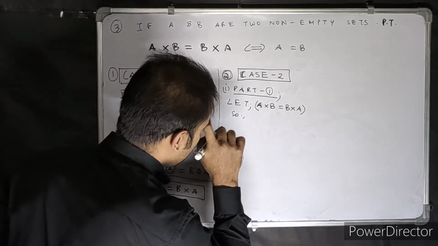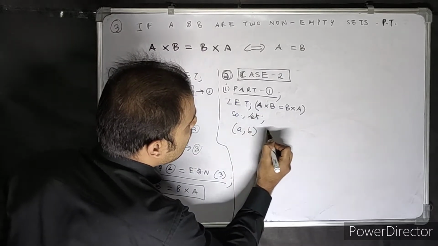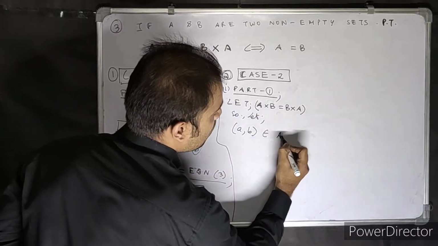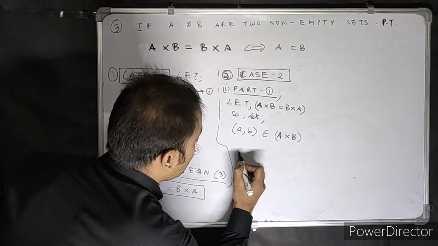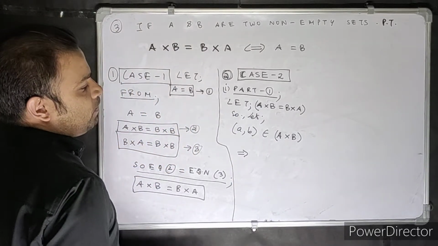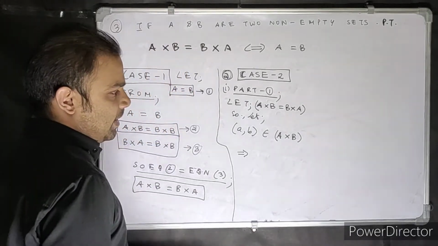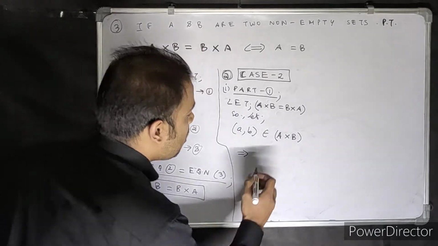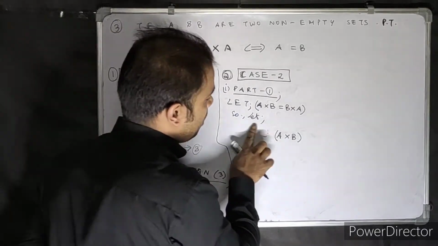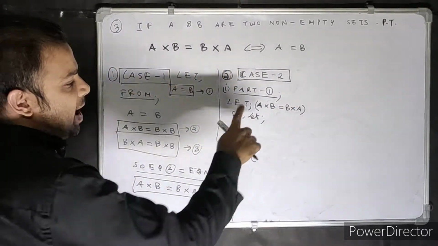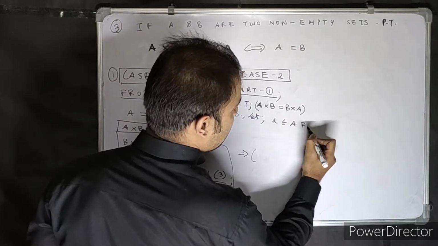So look very carefully. Let A comma B belong to A cross B, which implies that, or you can start in a different way also, like let A belong to A and B belong to B.